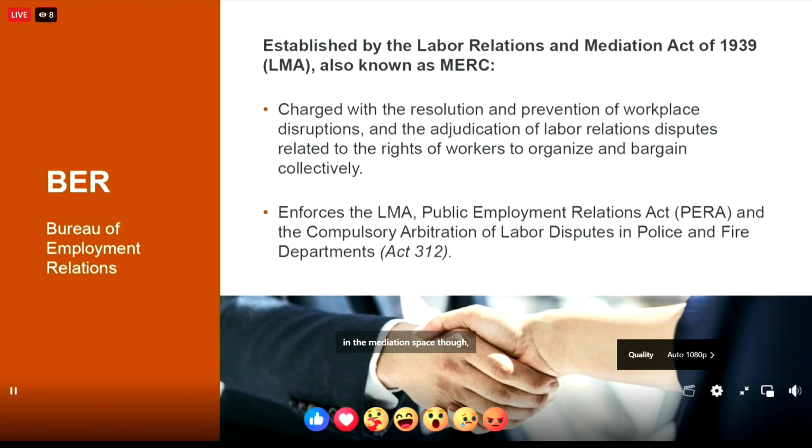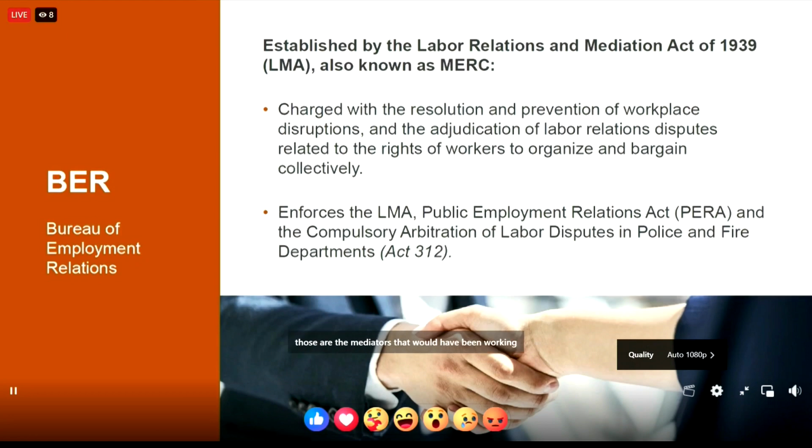In the mediation space, though, that Labor Management Act does cover private sector mediation. So we didn't lose jurisdiction in the private sector, but because of the Federal Mediation Service, we haven't been in that space a lot. So we are available, and I think that's important to note, because what we saw in the news recently is that the Federal Mediation Conciliation Service has in essence been eliminated.